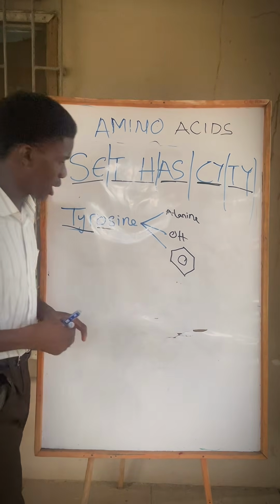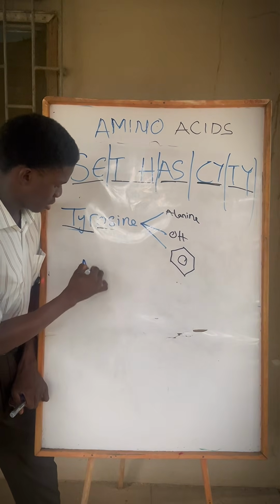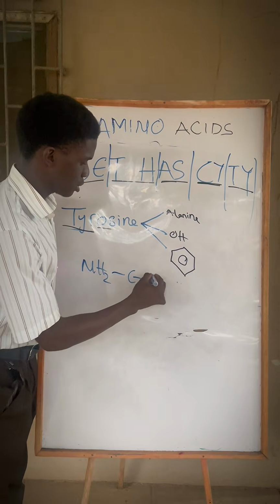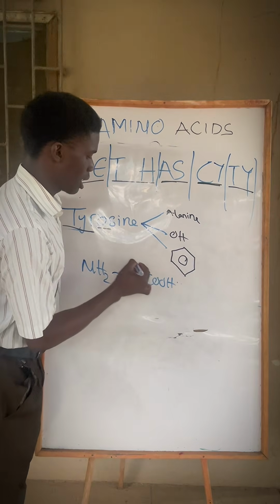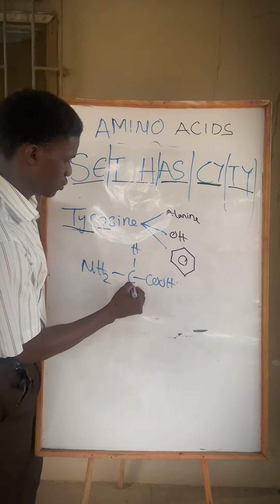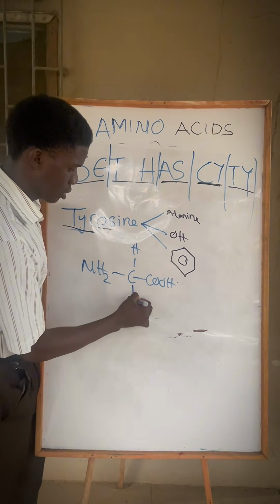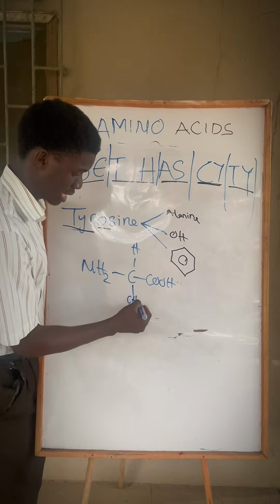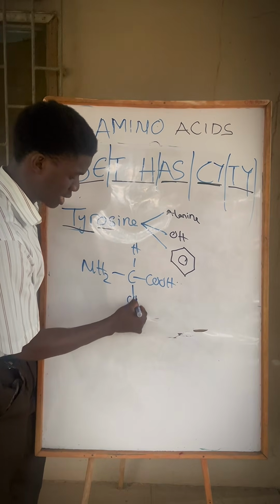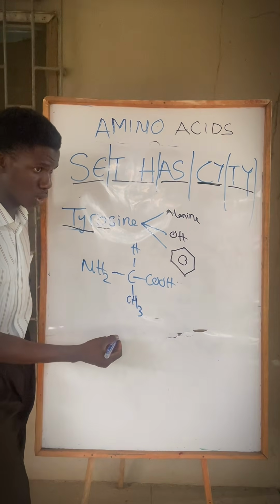Do you understand it? So now let's draw the structure. Alanine, NH2, carbon, COOH, hydrogen. Complete the structure of your alanine. Just write ordinary CH, let me write it as CH3 first. Then draw your benzene, attach this thing to it.